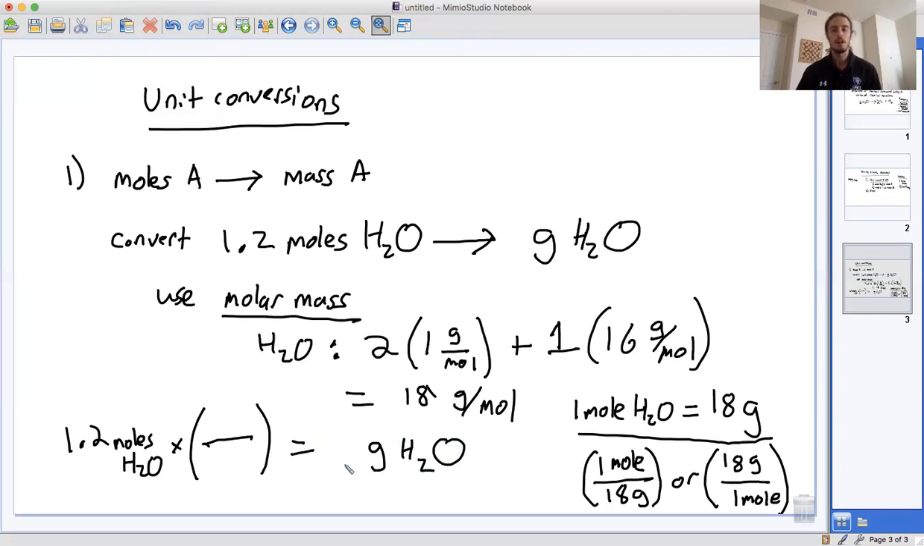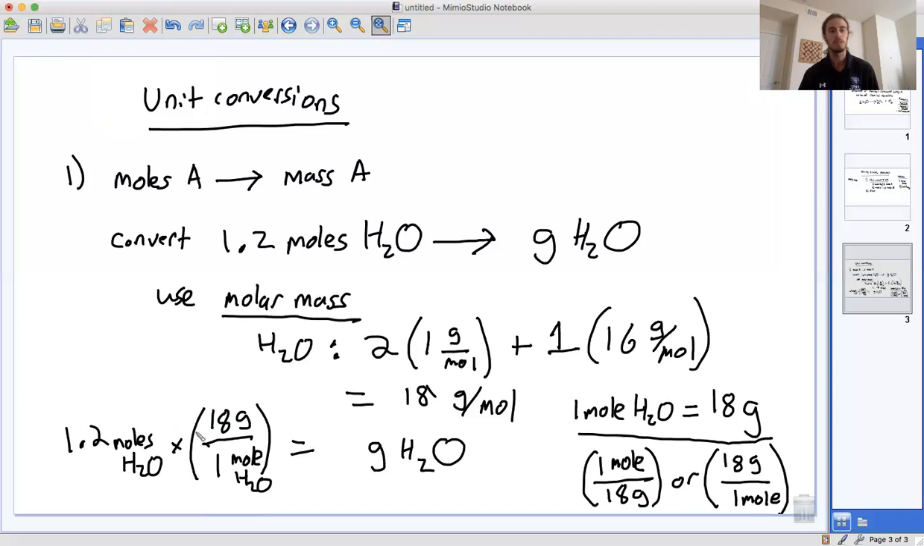All right. So between these two options, I want to use 18 grams over 1 mole. And the reason is when I do this multiplication, I want the units of moles of water to cancel. So I need moles of water to be on the top over here and on the bottom over here, right? So I'm going to want to have mole of water on the bottom here. So it's going to be 18 grams over 1 mole, right?